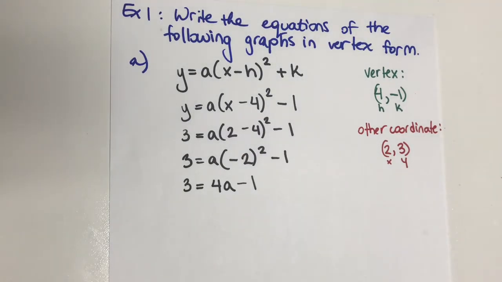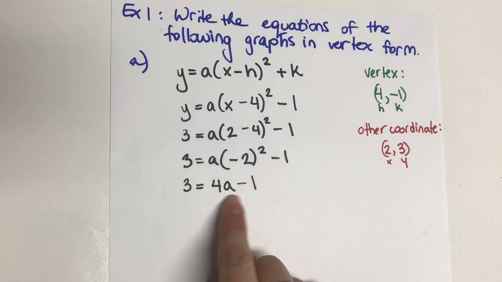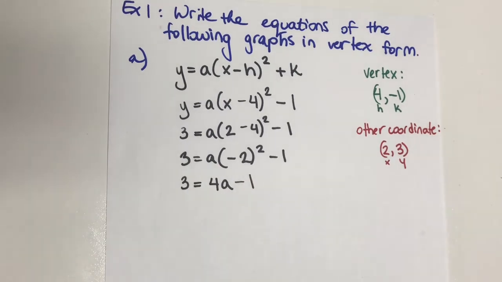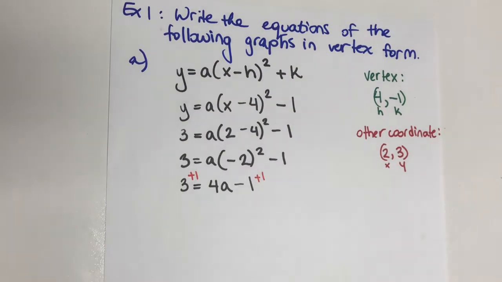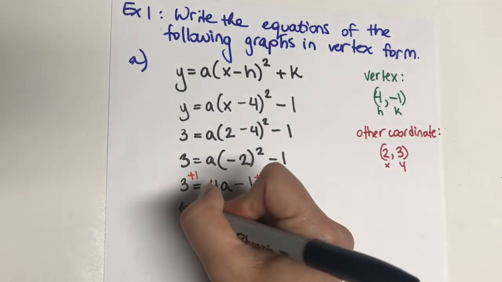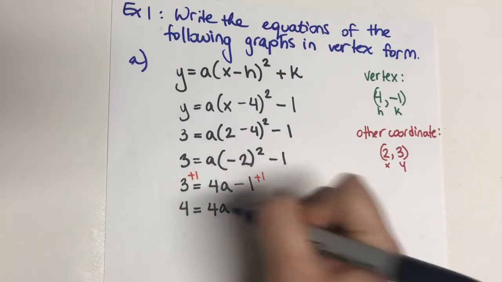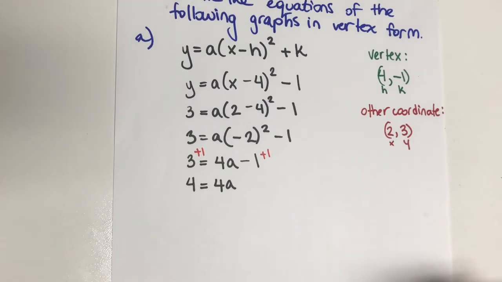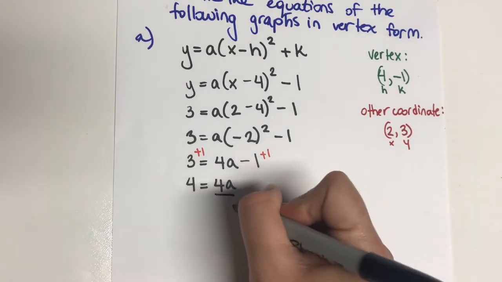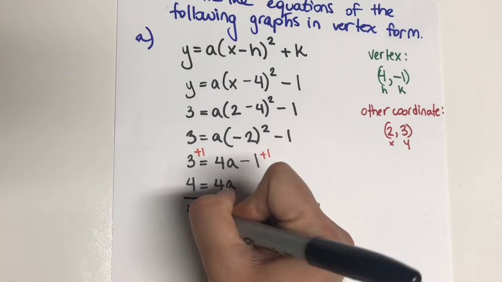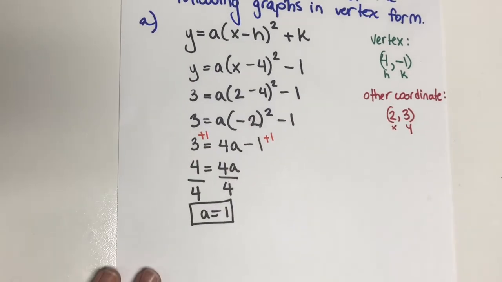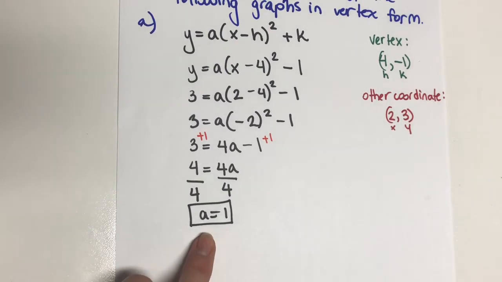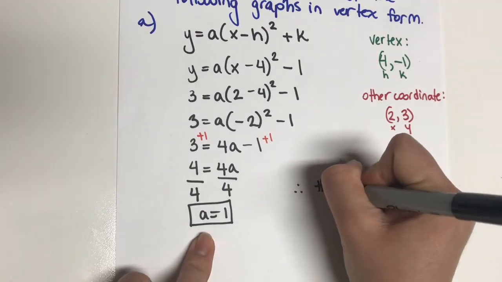I'm continuing to solve the equation. To get the a by itself, I need to get rid of this -1. So I'm going to do +1 on both sides. Opposite operation. These will cancel out, and I'm left with 4 on the other side is equal to 4a. To solve for a, I'm going to divide both sides by 4, and I get that a is equal to 1. So it turns out there was no stretch or compression. A is just 1.